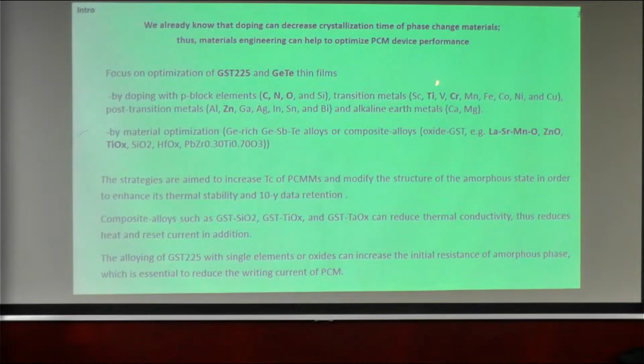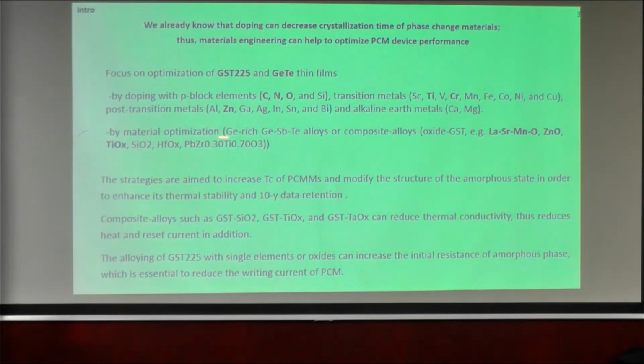Also some transition metals: scandium, we have already seen titanium, also chromium we will consider, and there are also a huge number of other elements, but I will not consider them in this topic today, though there are many experimental data in this direction. Also post-transition metals like aluminium, zinc, gallium, silver, indium, tin, and bismuth, but I will consider only one from this group, and alkaline earth metals. I will not look at the data.